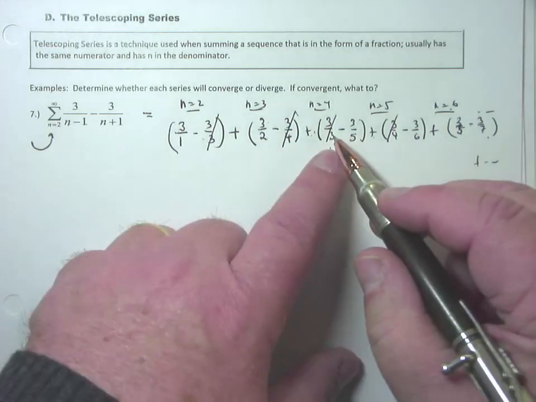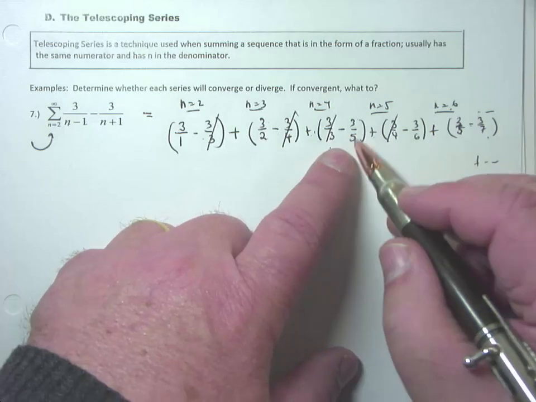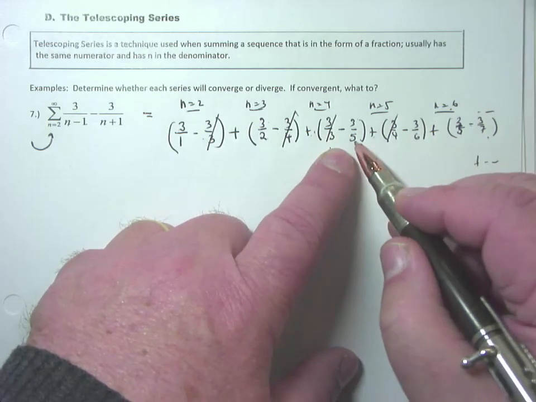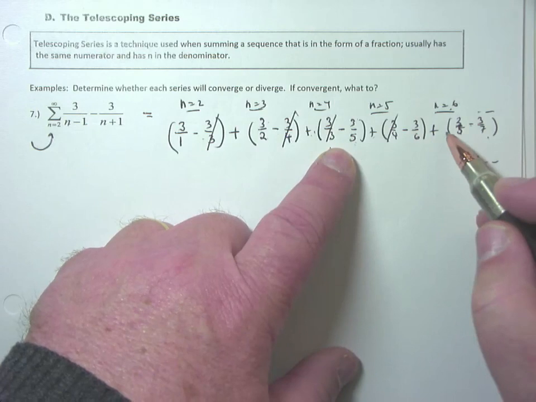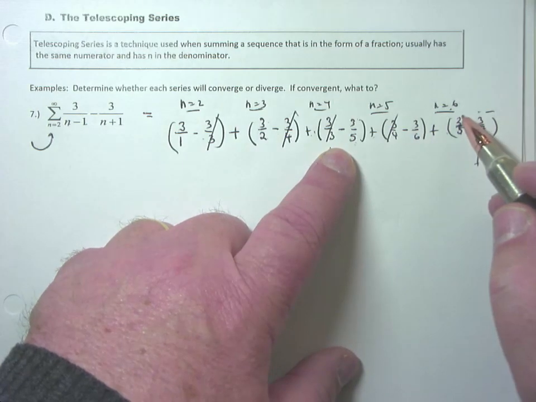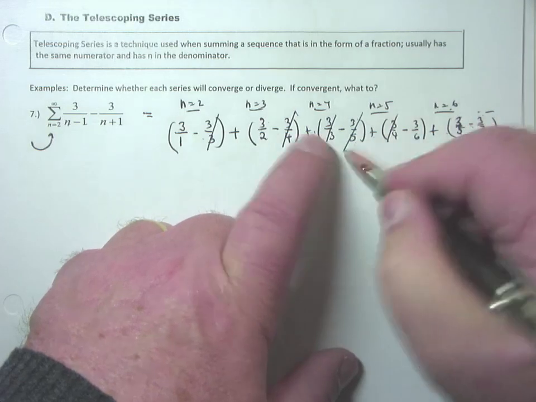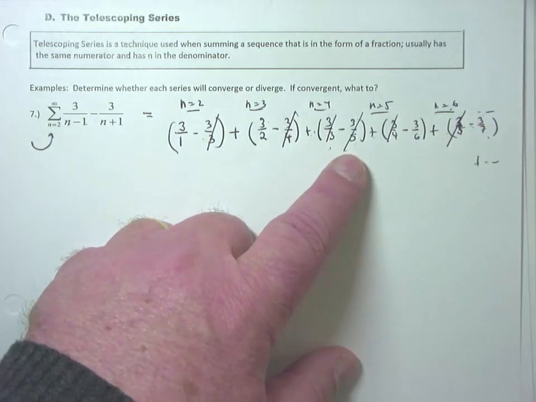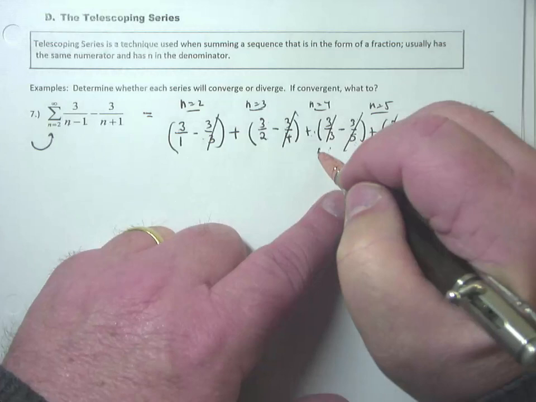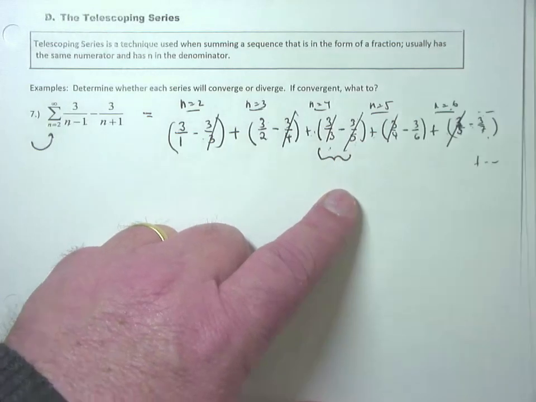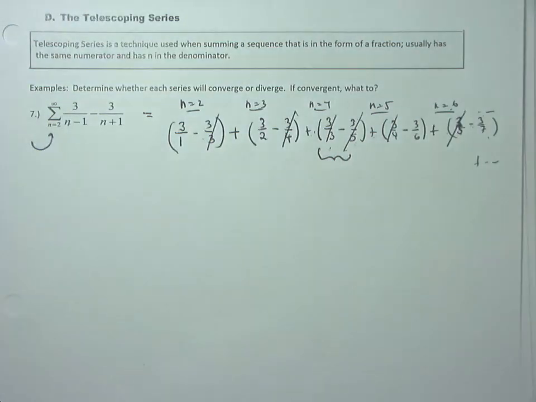Look at your next term. I've got plus 3 over 3, which already canceled, minus 3 over 5. I got minus 3 over 5, and I got minus 3 over 6 plus 3 over 5 minus 3 over 7. This minus 3 over 5 and this plus 3 over 5 cancels. And notice something. Here is your first block that completely cancels. Does that make sense? And once one block cancels, all the other blocks that follow are going to start canceling and collapsing down. Let me just show you.